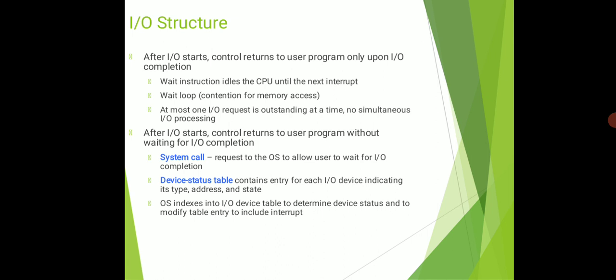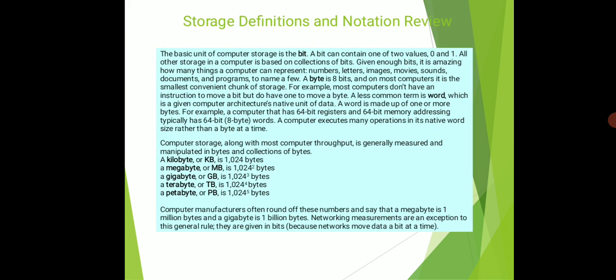So there are two things. System call and device status table. A system call is a request to the OS to allow users to wait for IO completion. Device status table contains an entry for each and every IO device indicating its type, address and state. So system call and device status table are two concepts. The OS indexes into the IO device table to determine device status and to modify the table entry to include the interrupt.